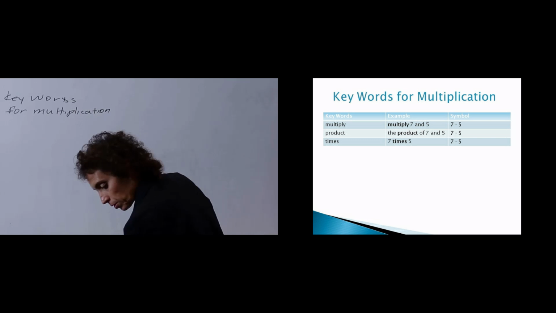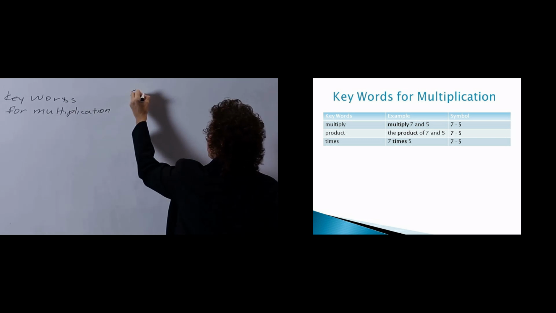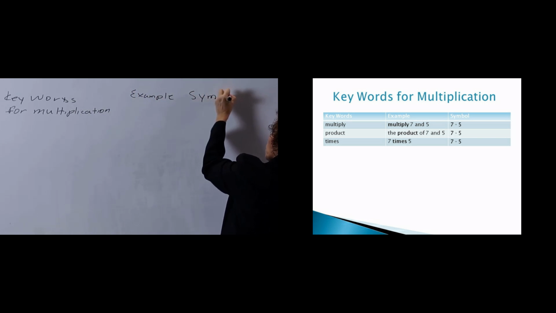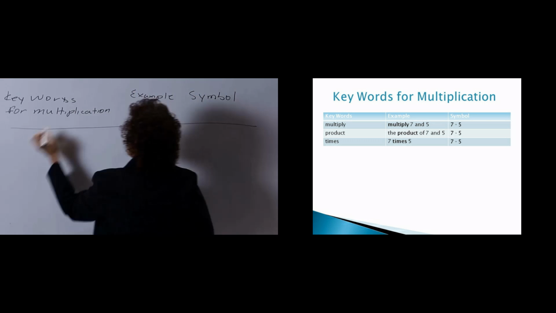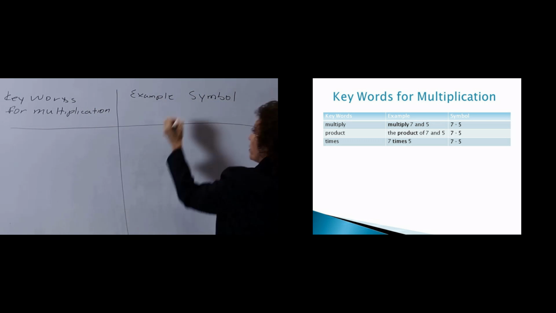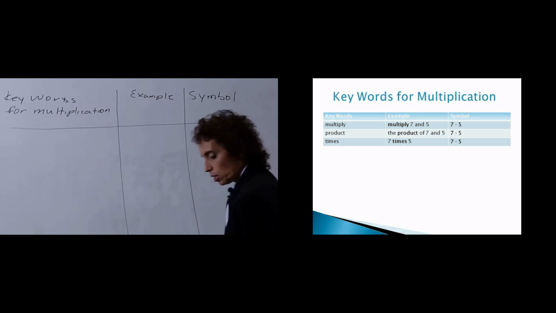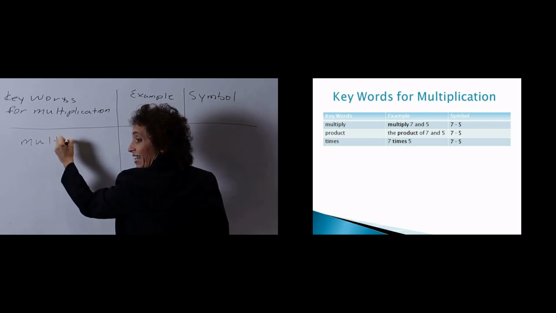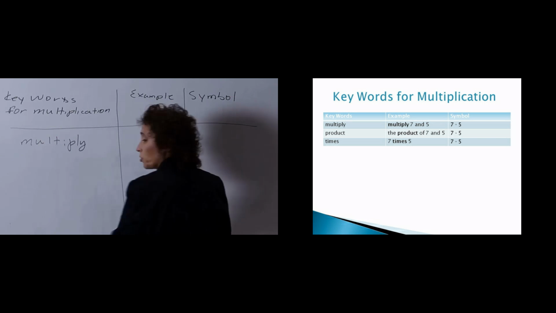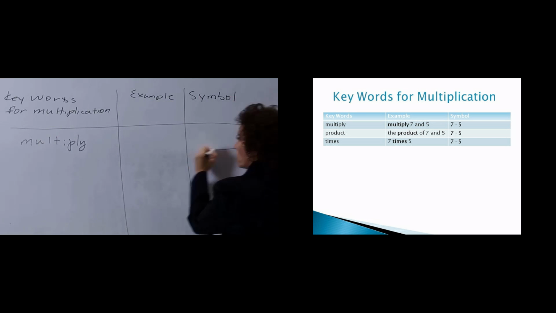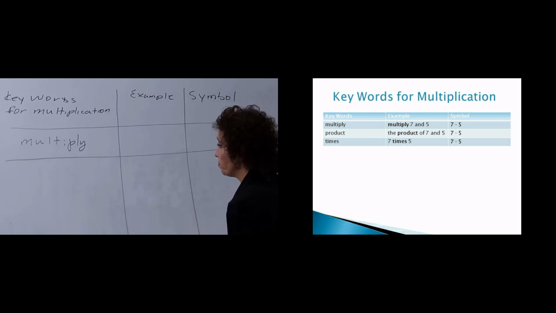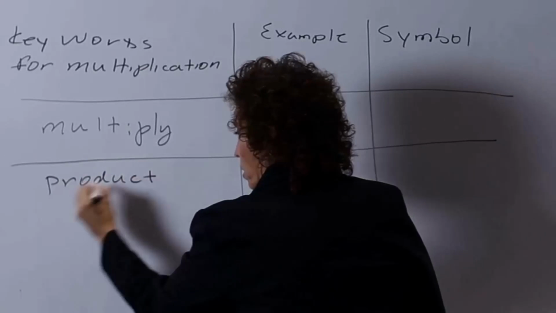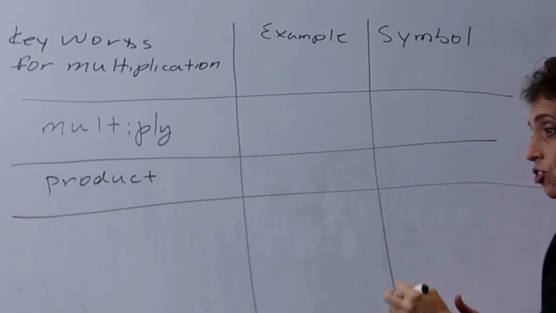For multiplication, for example, symbol. Okay, this is in your workbook as well, so you may just want to follow along. Okay, we have multiply. That's so obvious, I don't want to write it down. Multiply tells you to multiply. That's kind of obvious. We have product. Remember, product is the answer to a multiplication problem.